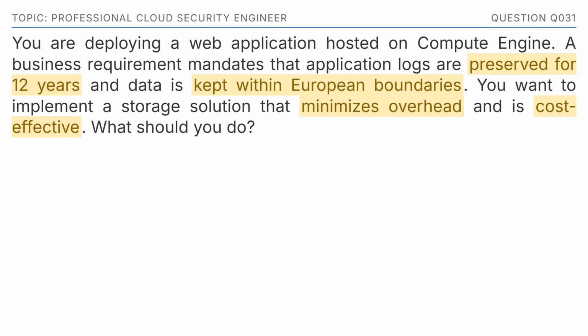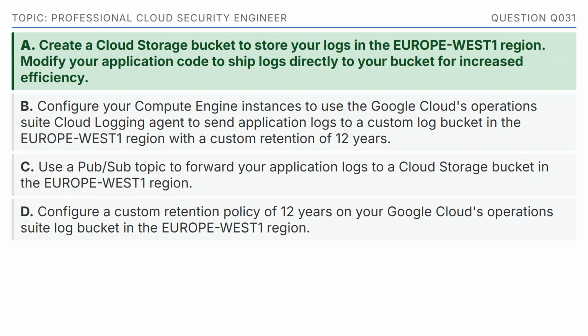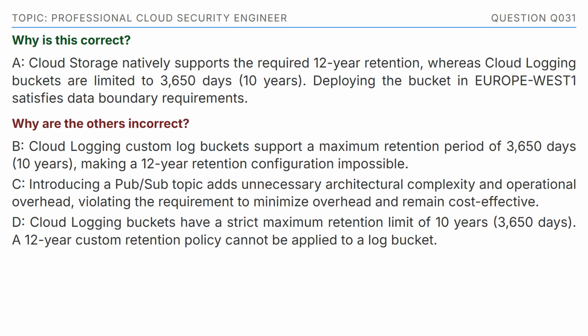To arrive at the correct answer, we focus on the keywords: preserved for 12 years, kept within European boundaries, minimizes overhead, cost-effective. The correct answer is Option A, create a Cloud Storage bucket to store your logs in the Europe West 1 region. Modify your application code to ship logs directly to your bucket for increased efficiency. Why is this correct? Cloud Storage natively supports the required 12-year retention, whereas Cloud Logging buckets are limited to 3,650 days, 10 years. Deploying the bucket in Europe West 1 satisfies data boundary requirements.